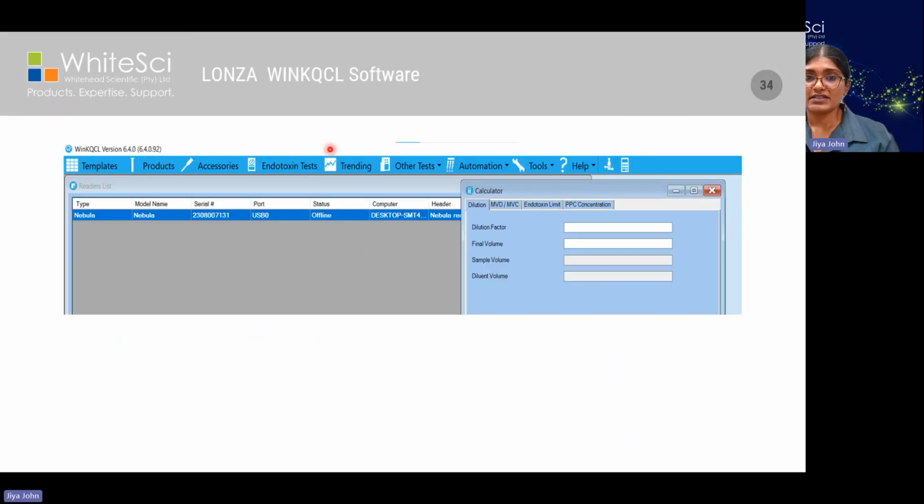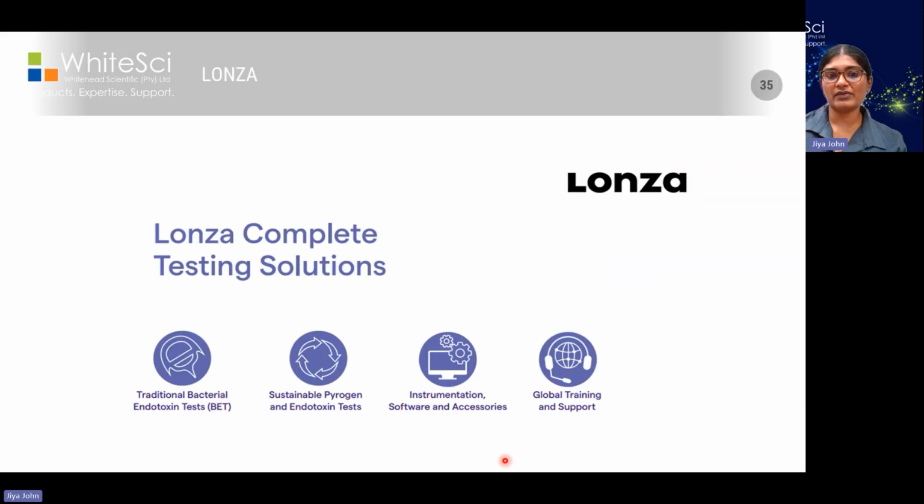And this is the screenshot of our WinKQCL software. They have the templates, endotoxin test, all the tabs that are required. But the one thing I want to highlight, which most people miss, is that right at the end, there is a calculator button where you can input the values and the calculator will calculate the dilution factor, what volume you need, and what volume you need for maximum valid dilution. It can calculate the endotoxin release limit and so on. So please make use of this calculator button if you already have the software with you.